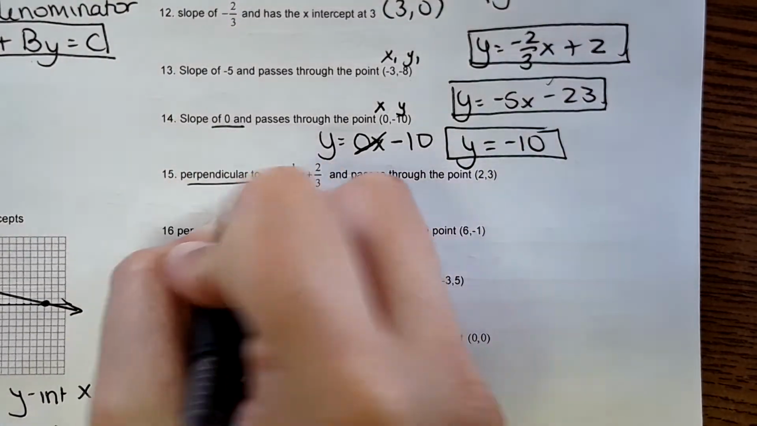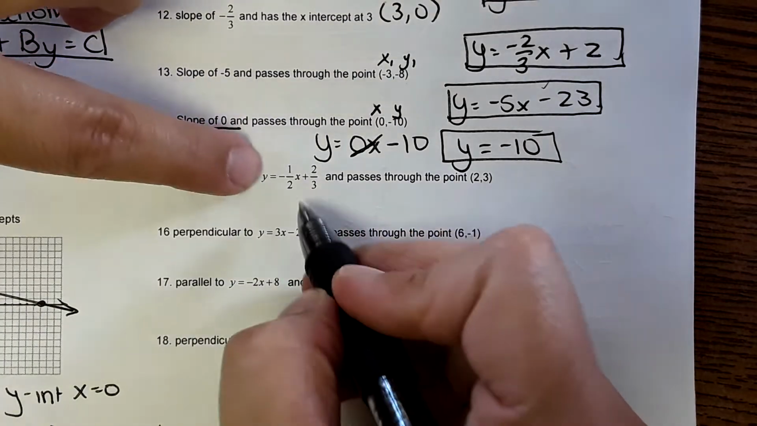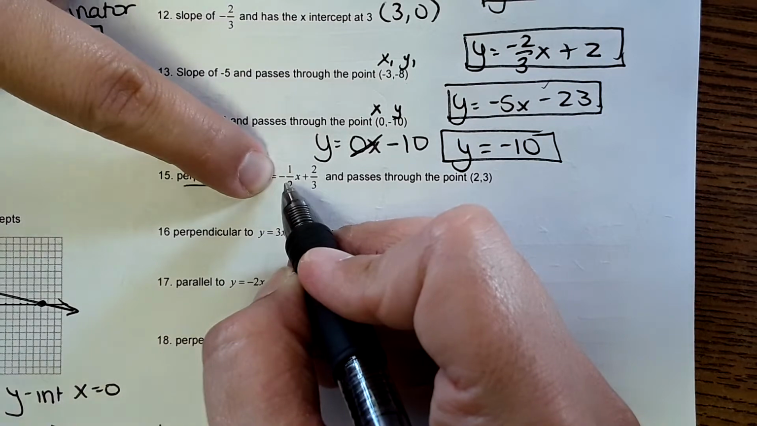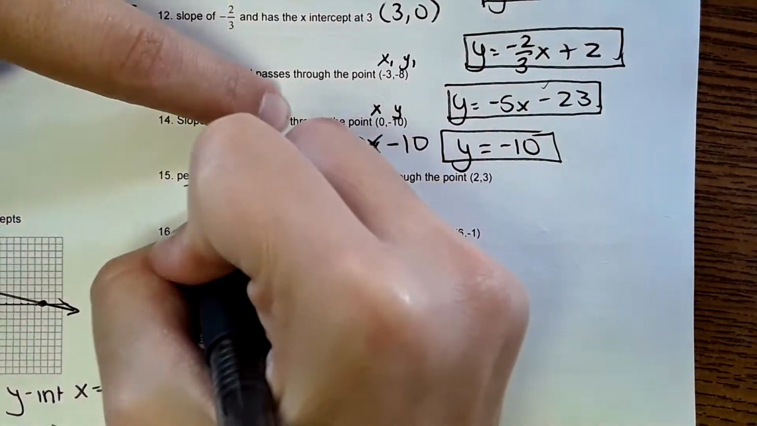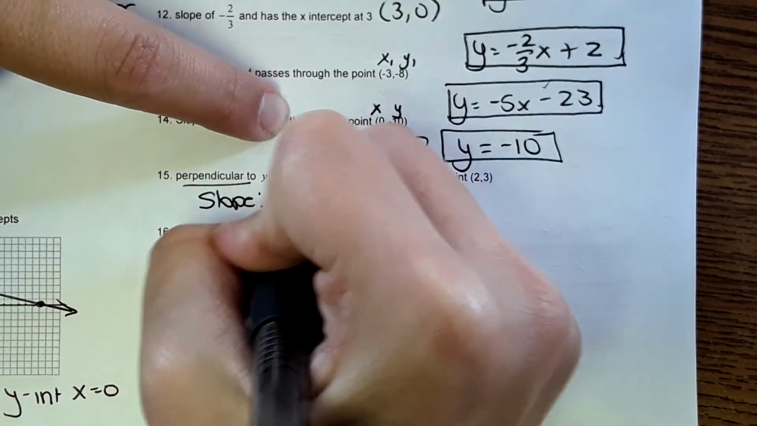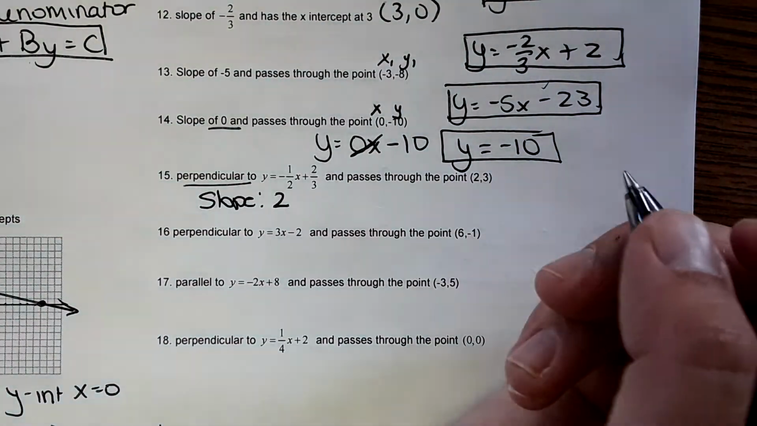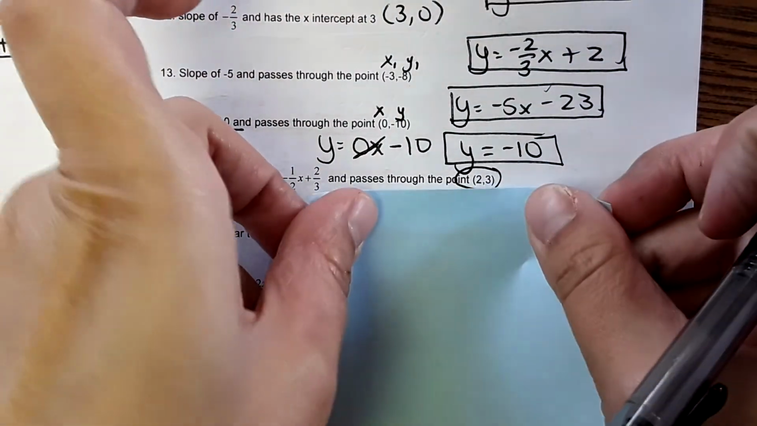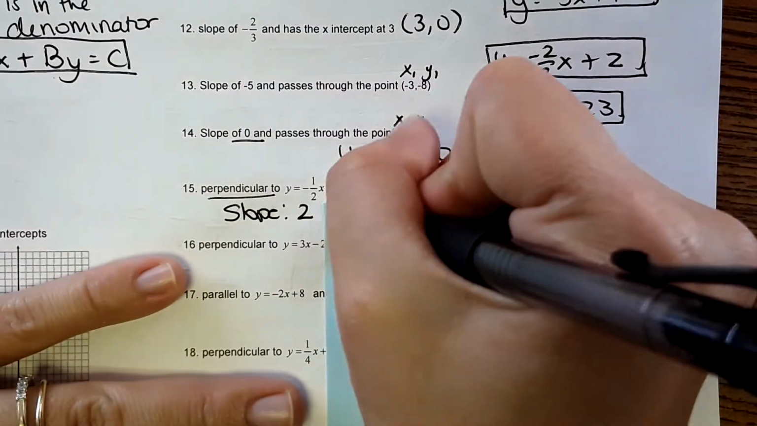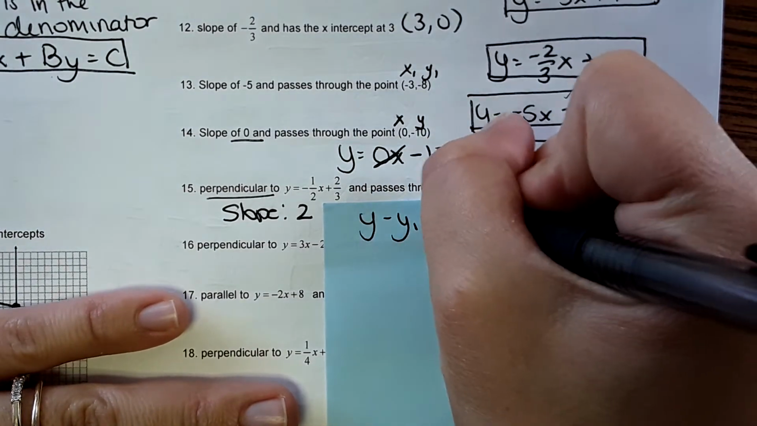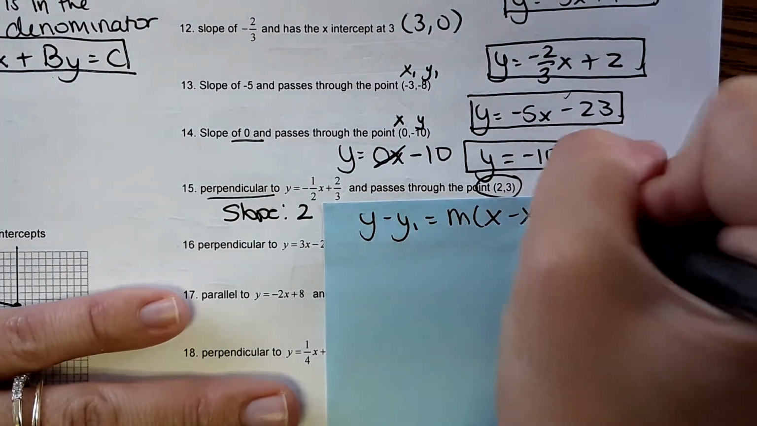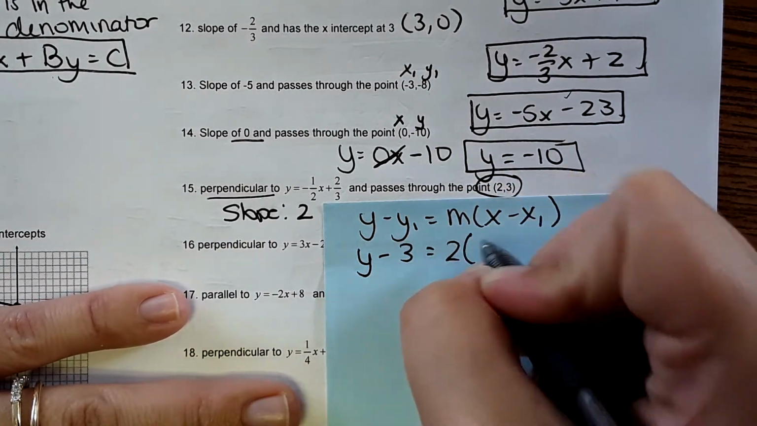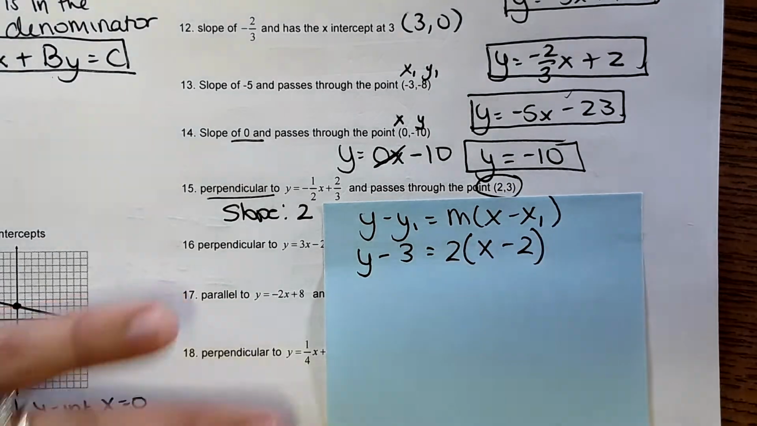Perpendicular. This is the first time perpendicular is coming up in these problems. Remember, perpendicular, we're looking for the slope, but it would be a negative reciprocal of that. So flipping -1/2 and making it positive, our slope is going to be +2, or 2/1, which is just 2. And then it says it passes through these points. So using this same equation, point slope, y minus y1 equals m times x minus x1. Y minus our y is 3, slope is 2, and x minus 2.